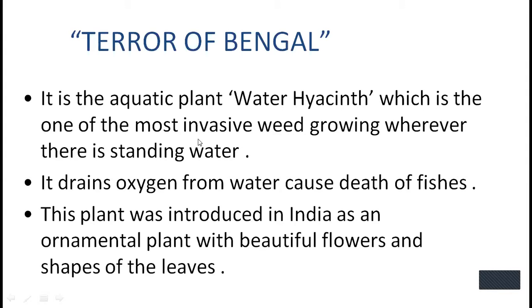So what is the harmful effect of this plant, which is used as an ornamental plant in our country? It drains oxygen from the water and causes the death of fishes. Suppose there is one pond and even one water hyacinth plant goes there. What does it do? It drains out all the oxygen. First it spreads through the whole pond due to its vegetative part, the offset, which grows when it comes in contact with damp soil. After that, due to lack of oxygen, it causes the death of the fishes.